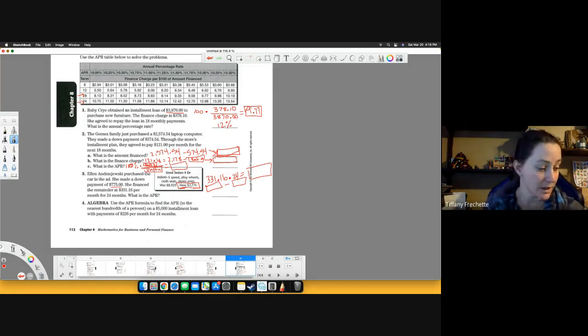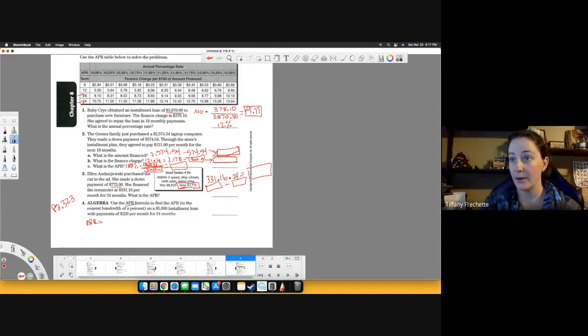All right, let's look at the algebra here. So it says use the APR formula to find the APR to the nearest hundredth of a percent on a $5,000 installment loan with payments of $226 per month for 24 months. All right, I'm going to erase this bit so I have more room down here. All right, so the APR formula, which they don't provide for us here, but it is in your textbook. So if you go to page 323, that's where you can find the APR formula. And they go through and they explain all these pieces. So we have, and I'm going to kind of write it out here.